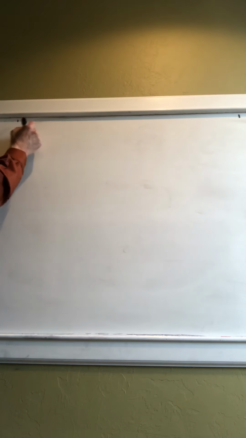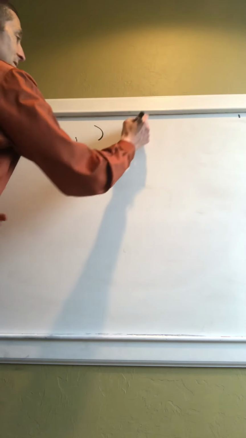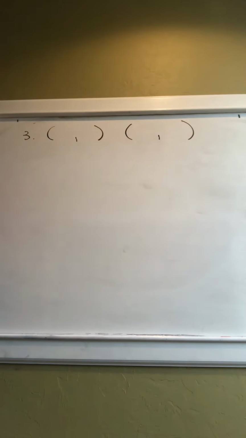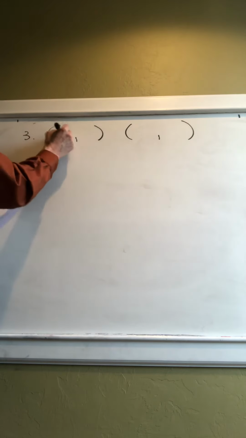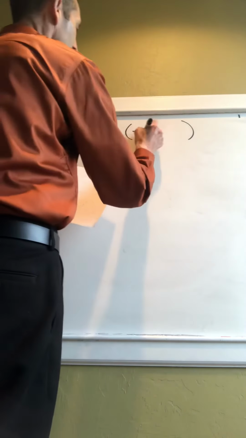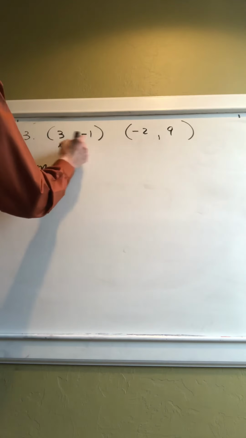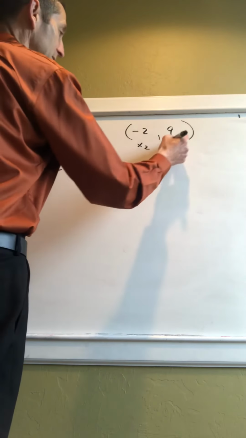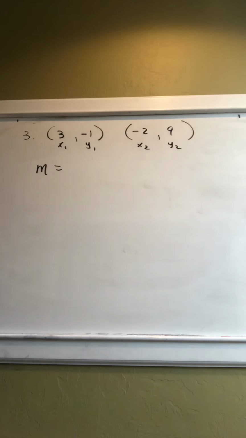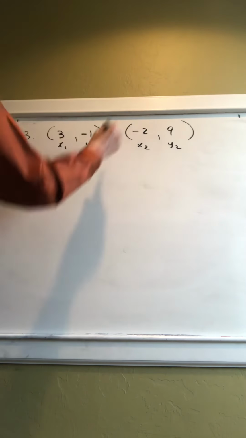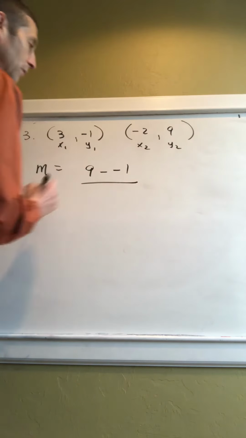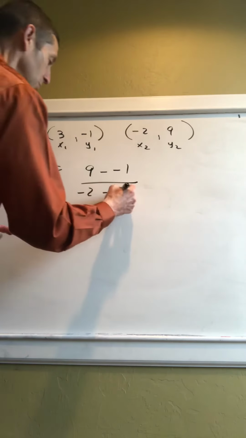All right, 2 examples down, 2 more. Here's number 3. We may have this down now. All right, third question. We've got (3, -1) and (-2, 9). So right off the bat, you're going to find slope. Start looking at your y's across the top and your x's across the bottom. So you've got 9 minus negative 1 over negative 2 minus 3.